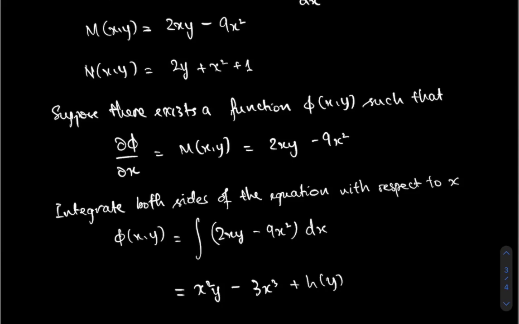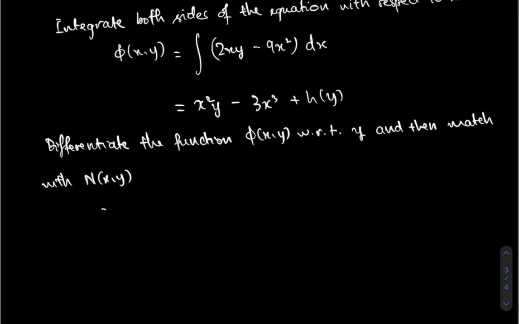The next step is to differentiate the resulting function phi of x, y that you just got with respect to y, and then you match that with the function N of x, y. So I have partial phi partial y equal to x squared, because x in this case now becomes a constant and y is the variable of consideration. The derivative of the middle term, negative 3x cubed, becomes 0, and you have plus h prime of y. You match this with the function N of x, y, which is 2y plus x squared plus 1.